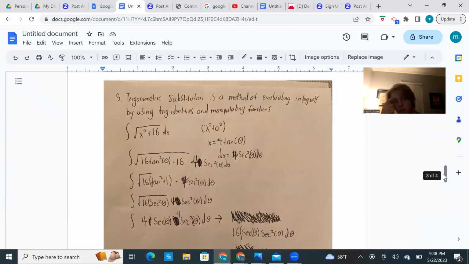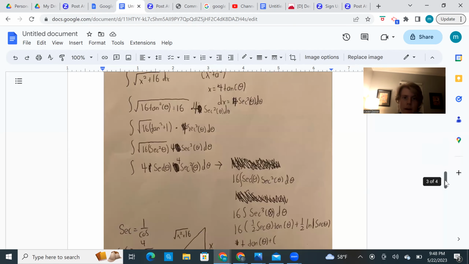Then number 5, I just described trigonometric substitution as a method for evaluating integrals by using trig identities and manipulating functions. So you kind of had to tinker around with this one a little bit. The problem here was the integral of the square root of x squared plus 16. So immediately, right off the bat, I identified this one as the x squared plus a squared formula that we learned in class.